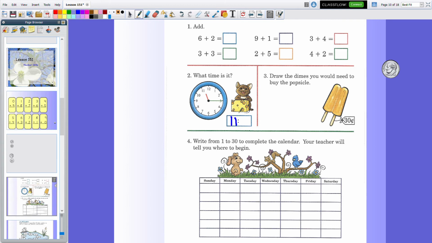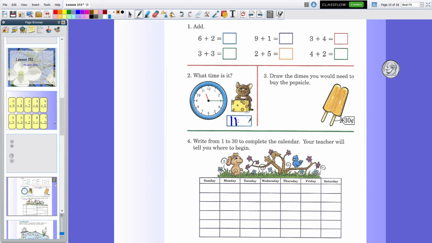Number 11. Okay, now we have to count by fives. You remember how to count by fives? We just did that with nickels. We're going to start from here, and then we're going to jump and say by fives. Ready? 5, 10, 15. Now what does a 15 look like?